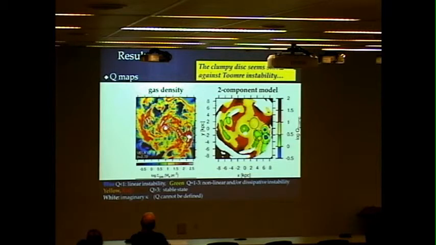So the color is generally yellow or red. These yellow or red regions are supposed to be stable. But clumps are actually forming.